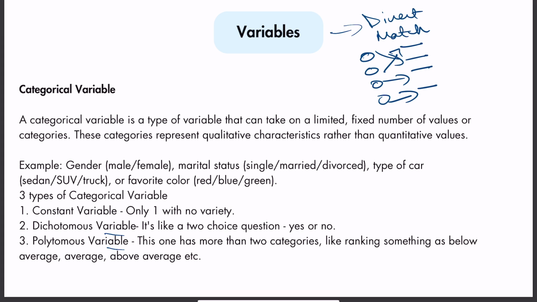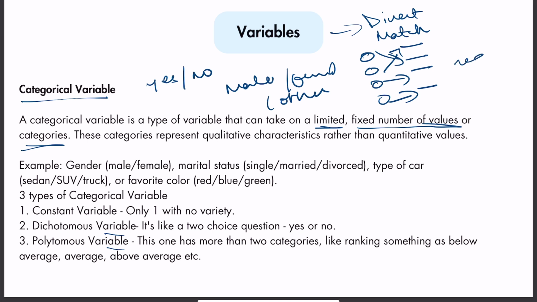So let's get started. First is categorical variable. A categorical variable is a type of variable that can take on a limited or fixed number of values or categories, such as yes or no, gender, male, female, or other. We have colors, red, blue, green. So pretty easy. There are three types of categorical variable. One is constant variable with only one value and no variety. Second is dichotomous variable. It's like two choices, yes or no. And third is polytomous variable, which has more than two categories.